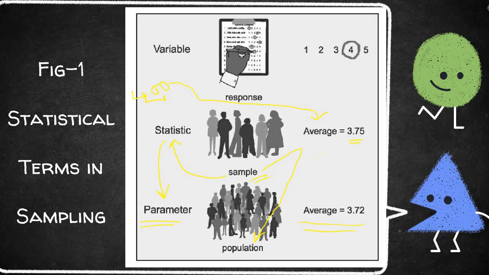So you are in the estimation business. We tend to estimate, and how well we could estimate from our statistic to parameter reflects the quality of our research work, right? So we arrive at three terms: variable, statistic, and parameter.